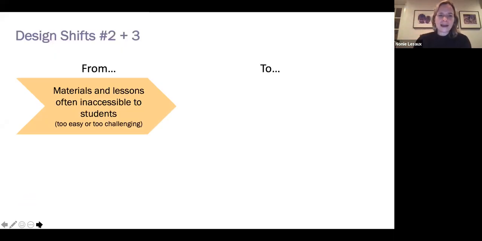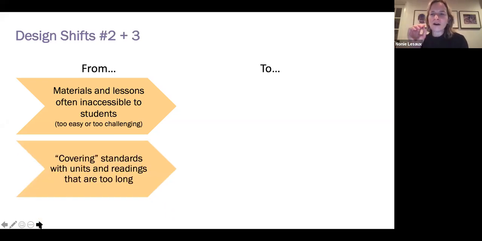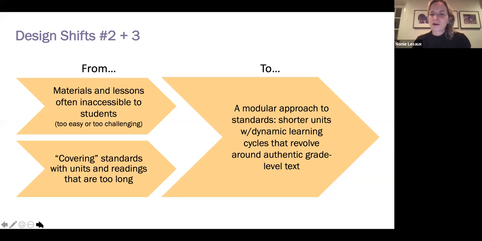Okay, let's talk now about design shifts 2 and 3. First, one from materials and lessons that are often too easy or too challenging. Either way, they're inaccessible, right? In a lot of respects. And also this notion of covering standards, right? That we're covering, we're trying to get through, we're trying to teach with units or readings that are too long. There is too much material, and we don't have, therefore, the opportunity to go deeper.